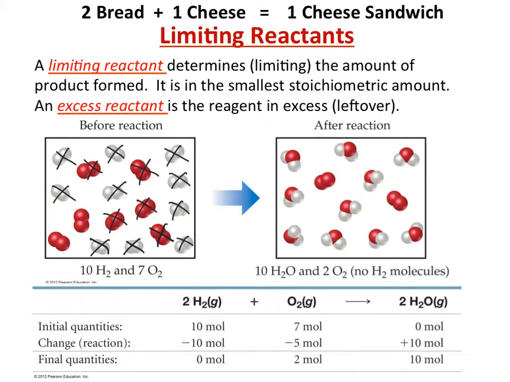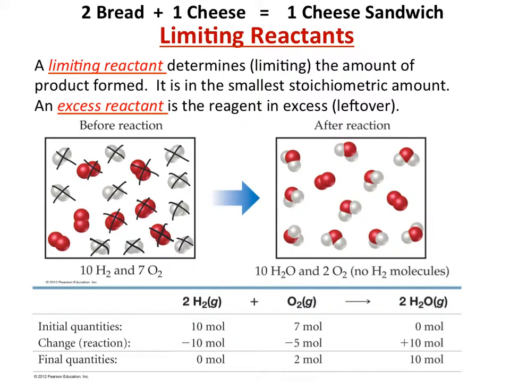Thus, when we look at what we produced, we see that we end up producing 10 water molecules, but we still have these 2 oxygen gas molecules left over. And so in that case, we say our excess reactant is oxygen gas, and our limiting reactant is hydrogen gas, because if we had more hydrogen gas available, we could make more water molecules.